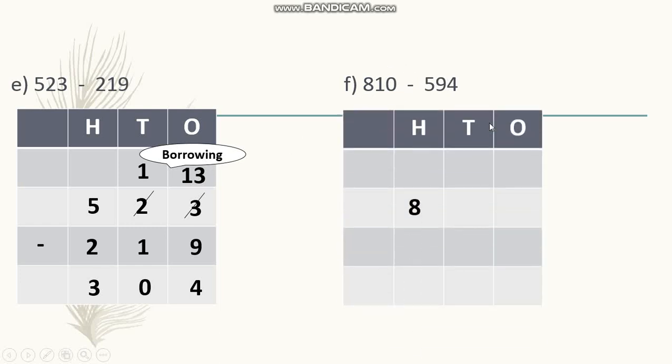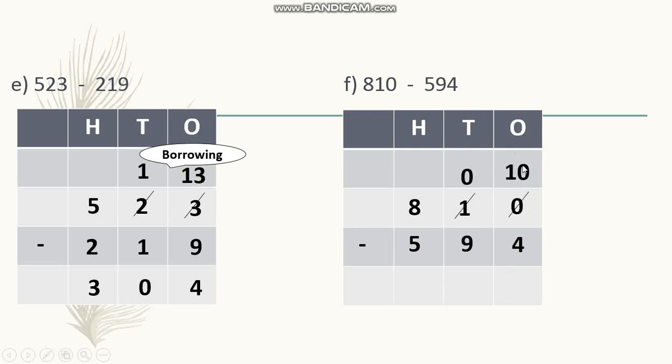Okay, next is 810 minus 594. So I am arranging at hundreds, tens and ones place, with subtraction sign also. I'll start from the ones place, 0 minus 4. Here you can see 0. 0 means nothing. So again we can't subtract 4 from 0, right? So for that what do we have to do? We have to do the borrowing. We have to ask our neighbor. So here I'm doing borrowing, 1 cut, 1 minus 1, what will you get? 0, right?